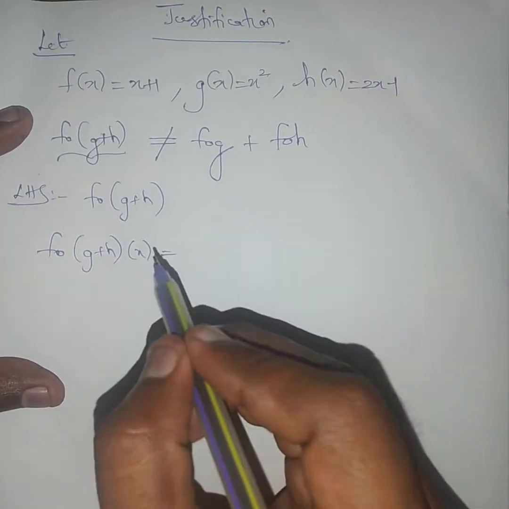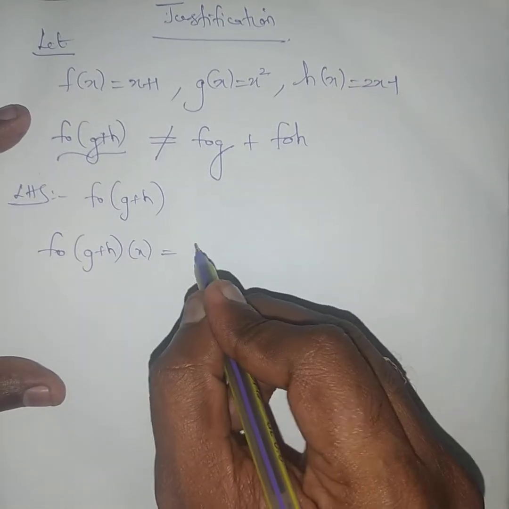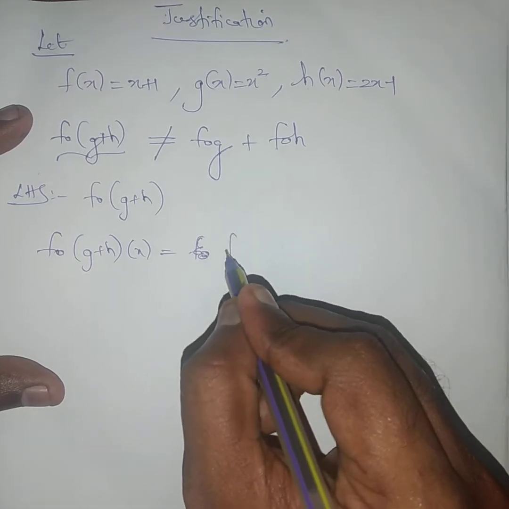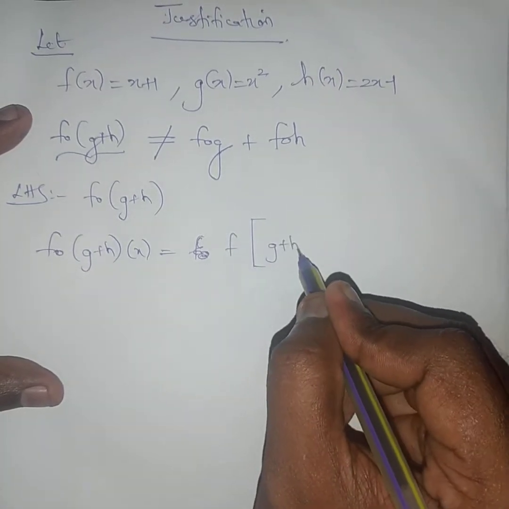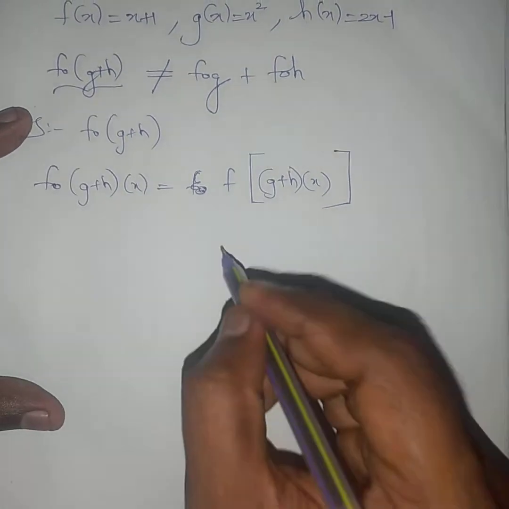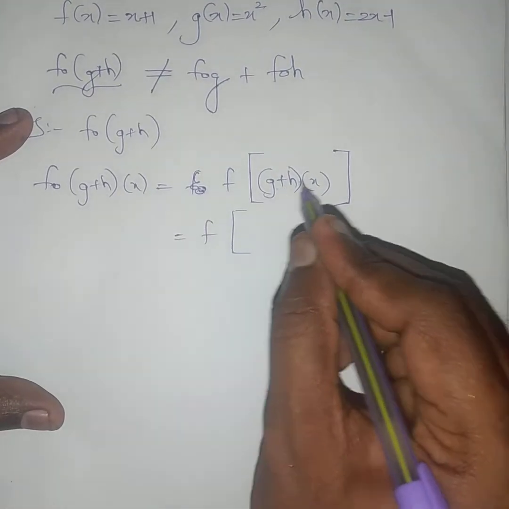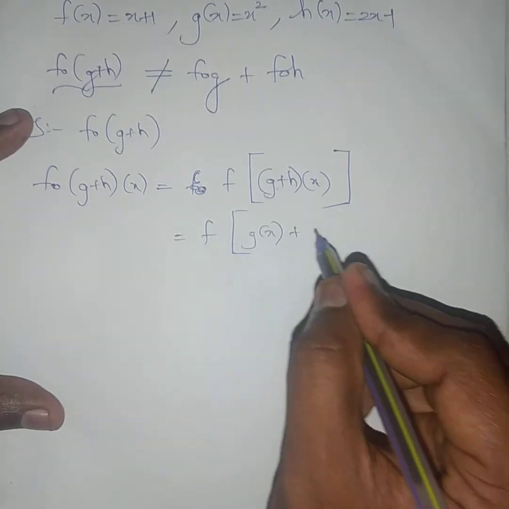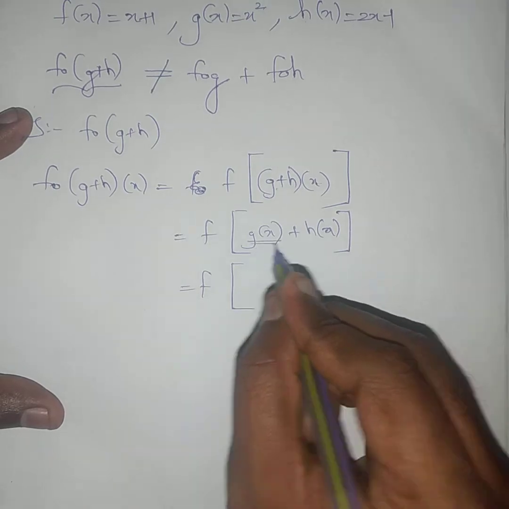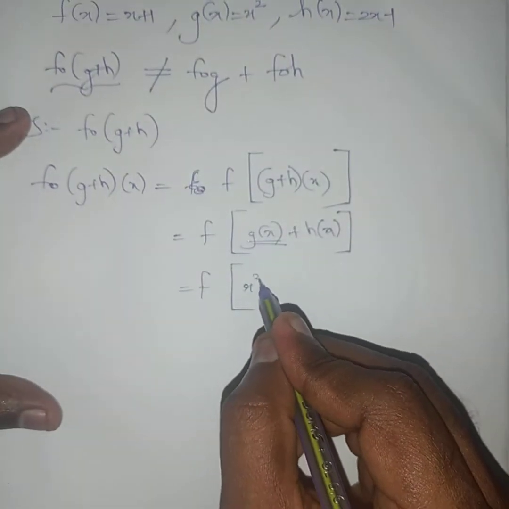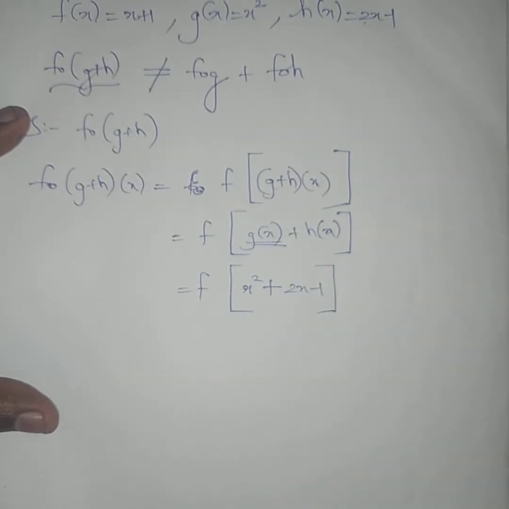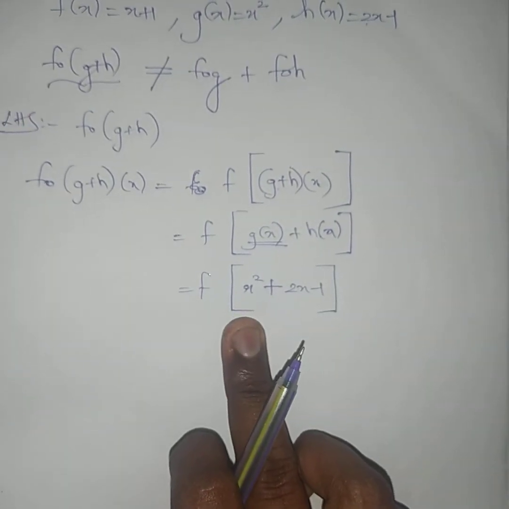Here, H I can write as X. What can I write? Nothing but F composite. Otherwise I will do it in a simple way. F of G plus H of X. After that, F of this, G of X plus H of X. F of, what is G of X given here? X square plus, what is H of X given here? 2x minus 1. So F of X is nothing but X square plus 2x minus 1.